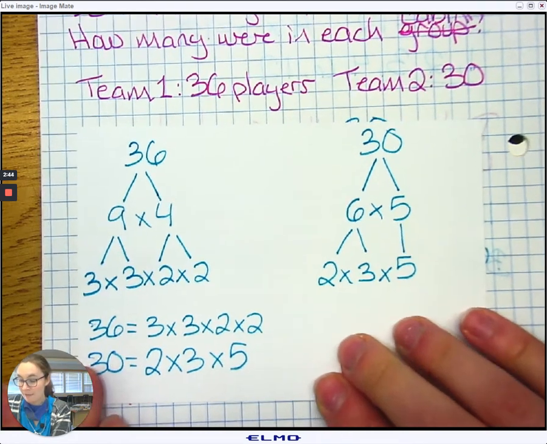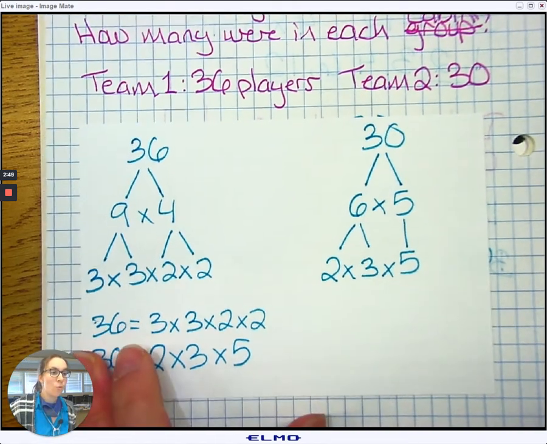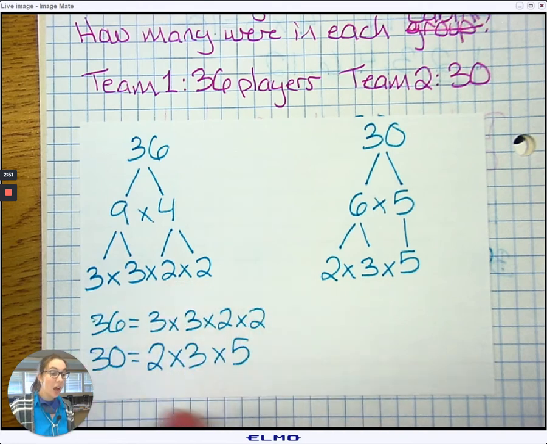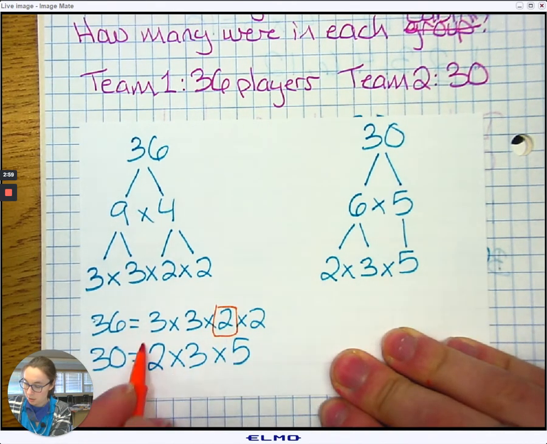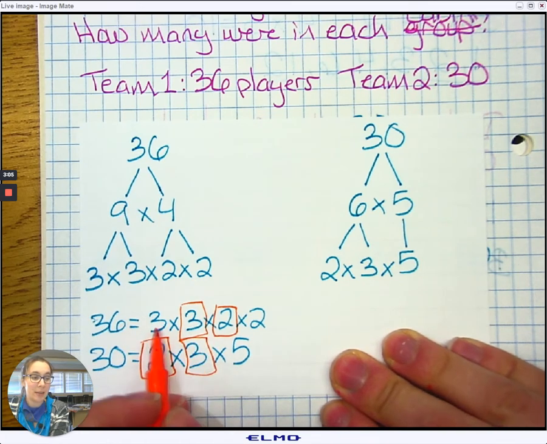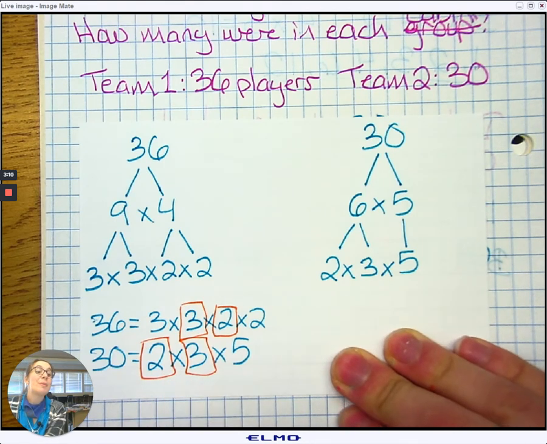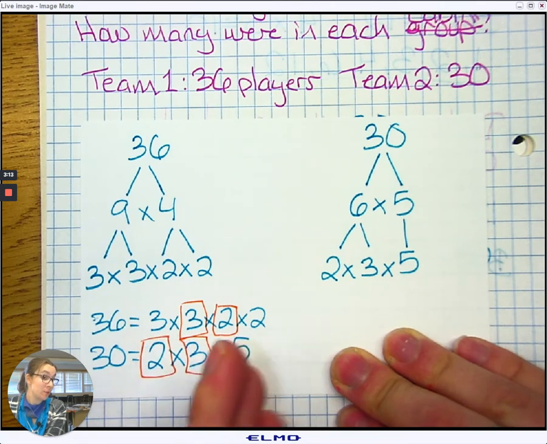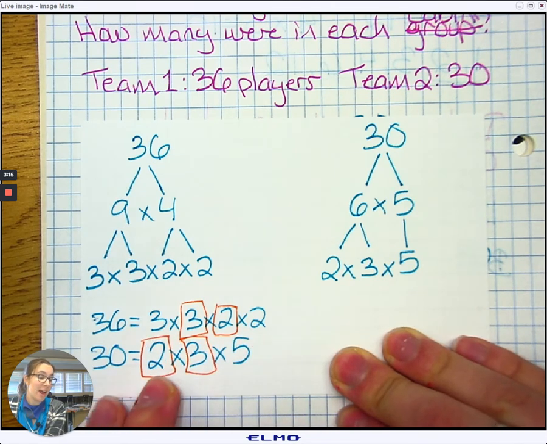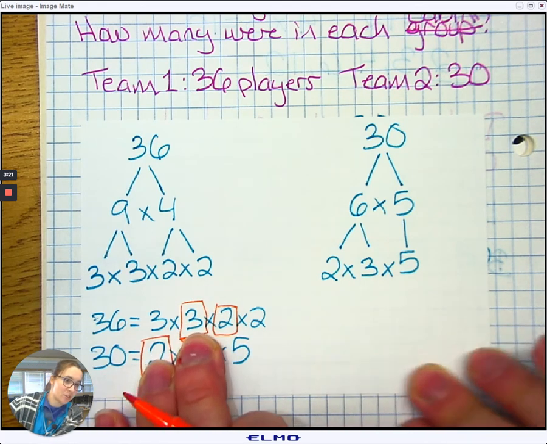Now, I have my prime factorizations. How do I get my greatest common factor? Well, I find what prime factors these two numbers have in common. They both have a 2, and they both have a 3. Notice I'm not circling both 3's and both 2's. If they both had two 2's, then I would circle both 2's. But as 30 only has one 3 and one 2, I'm only going to circle one 3 and one 2 over here. And yes, I know I'm drawing squares, not circles.